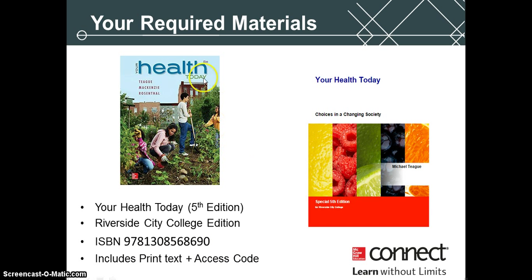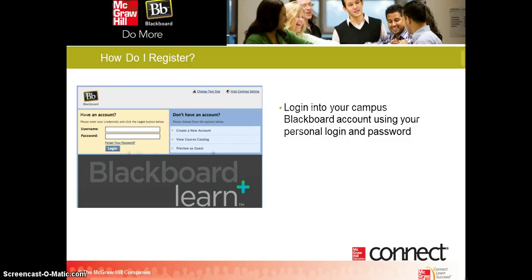Please note that the image you see on the left and the image on the right are the very same book. The image on the right contains the Connect access code and is customized for RCC. The image on the left is what you call the national version of this text. It's available for purchase both online and anywhere else. However, it is not guaranteed to contain a Connect code, which will be required for the course.